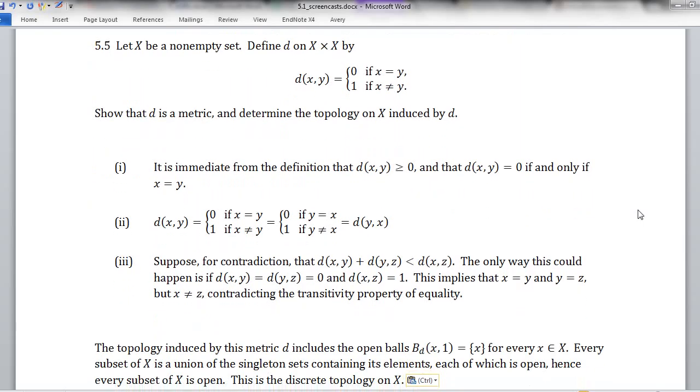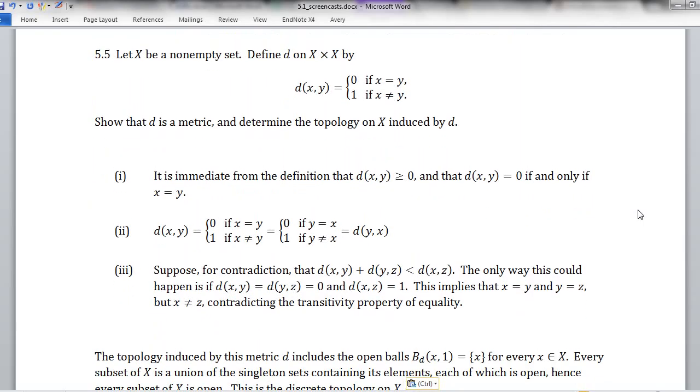So here's a classic example of a metric, although pretty different from the standard metric that you've seen for R^n. Let X be a non-empty set. Define the metric on X times X by the distance from x to y is 0 if x and y are the same, and 1 if x and y are different. Only two possibilities. Show that this is a metric and determine the topology on X induced by d.